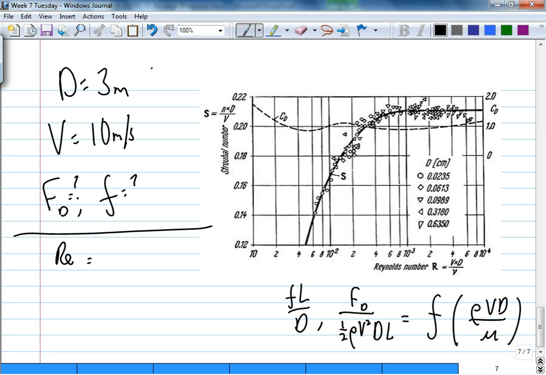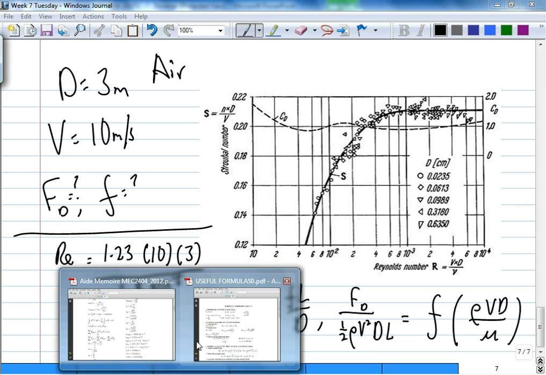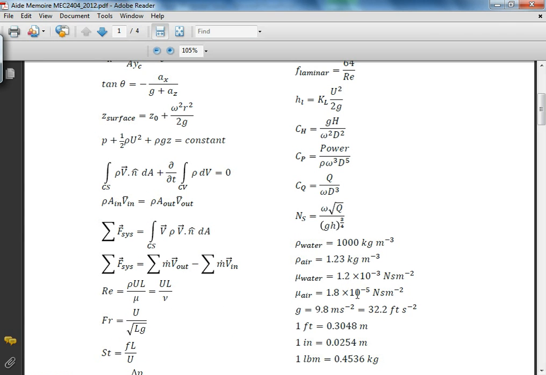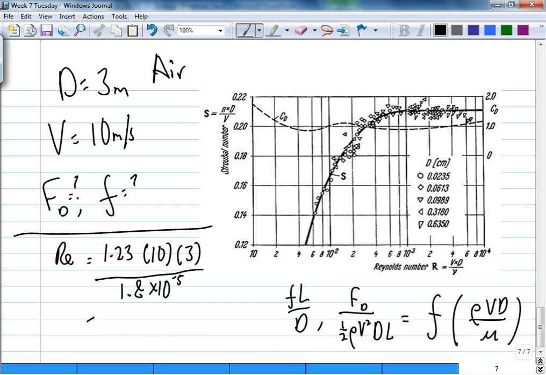Re, again in air, out in the wind. Re equals rho 1.23, V 10 meters per second, D 3 meters, over 1.8 times 10 to the minus 5. Is that correct? 1.8 times 10 to the minus 5. Correct. So what is my Reynolds number? Alright, about 2 million.